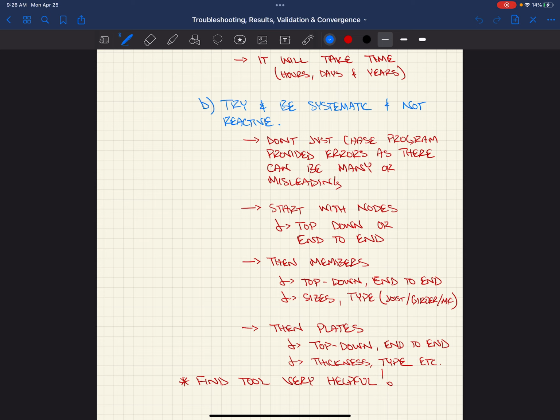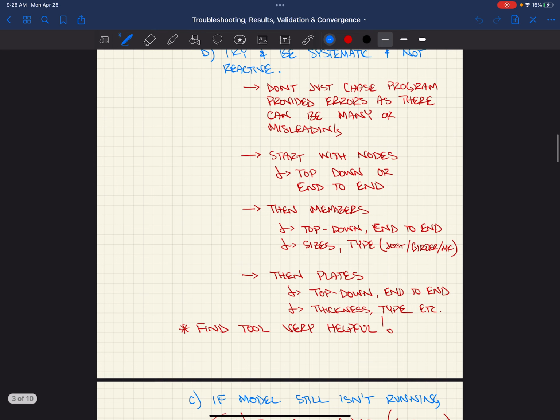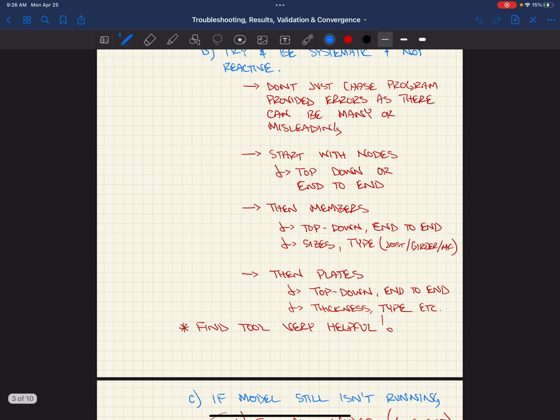So I usually start with nodes, top down, end to end, up to you, just be systematic. Then I jump into members, top down, end to end. What am I going to look for? Well, I'm going to start isolating sizes, types. Is it a joist? Is it a girder? Is it a brace? Then I'm going to jump into plates. Plates is usually where I end last.